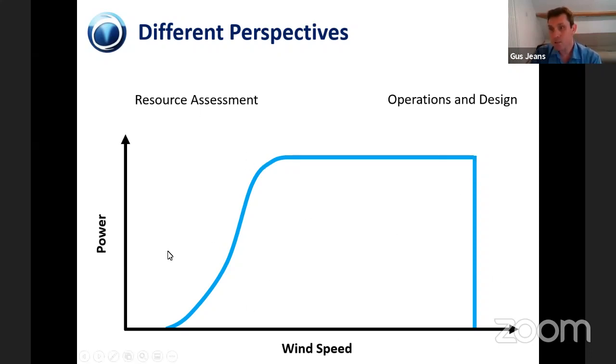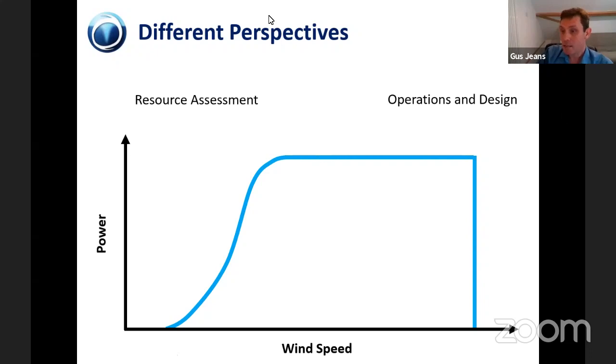So the wind resource community are obviously primarily involved in making sure they understand this low end of the wind speed spectrum. And often the Metocean community, particularly for engineering design, are looking at the high end and the extreme wind speeds, but also the stronger wind speeds that could cause operational difficulties.